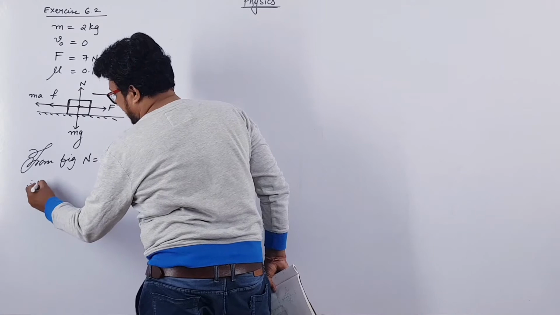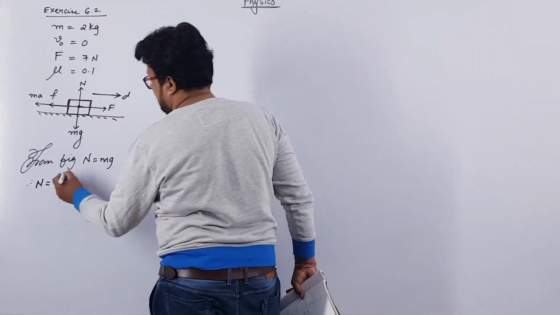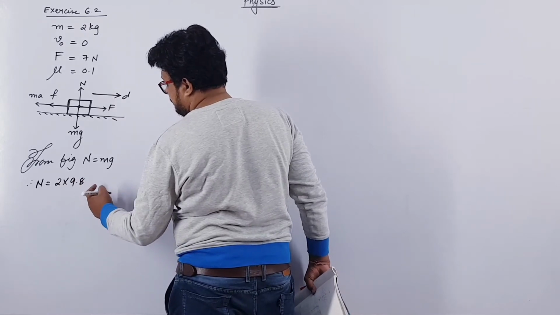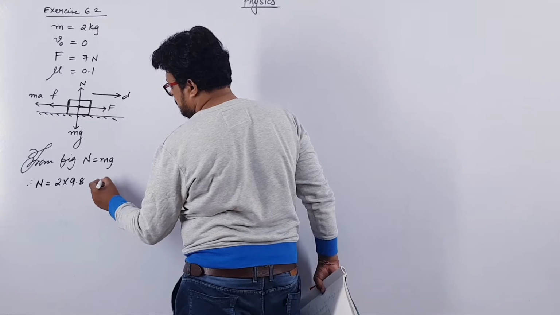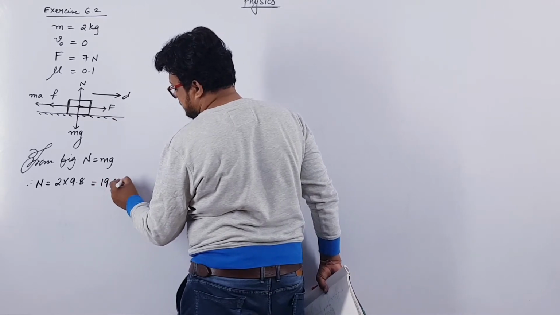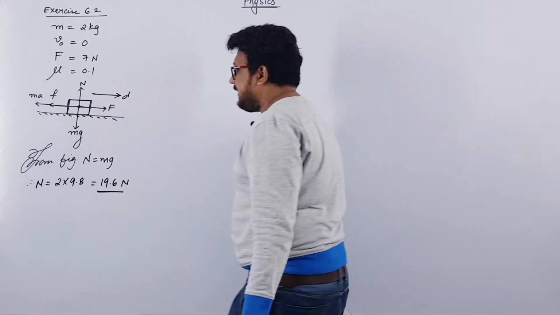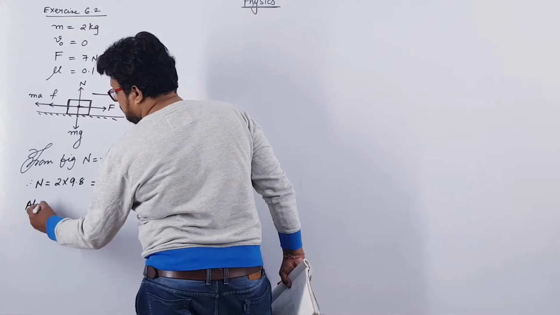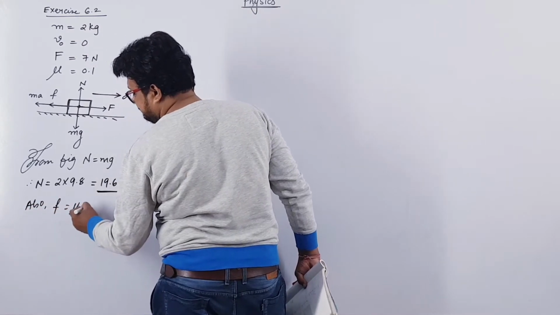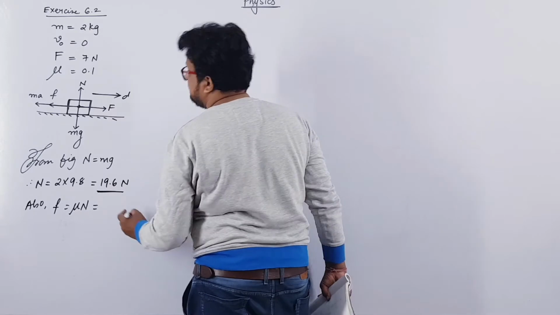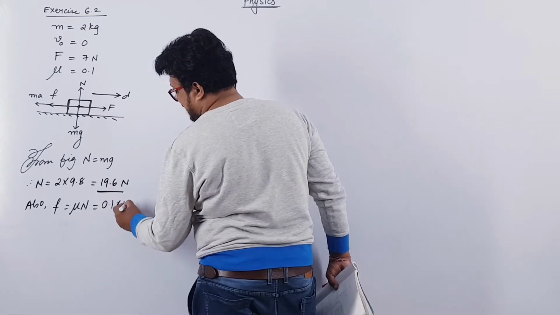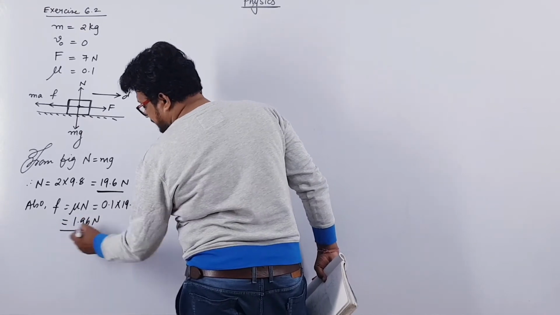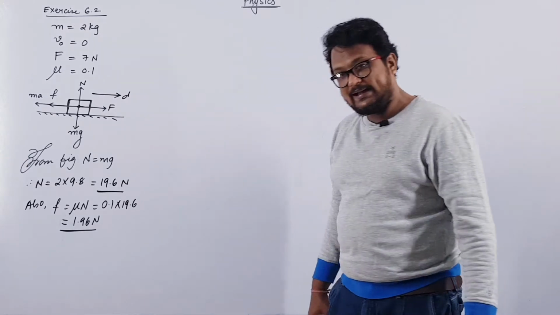So N will be equal to m, which is 2, into 9.8. So this will be equal to 19.6 Newton. The normal force acting on this object will be 19.6 Newton. Also, as we know, the frictional force is mu N. So mu is 0.1 into 19.6 will give you 1.96 Newton. So the frictional force acting on that object will be 1.96 Newton. Clear?